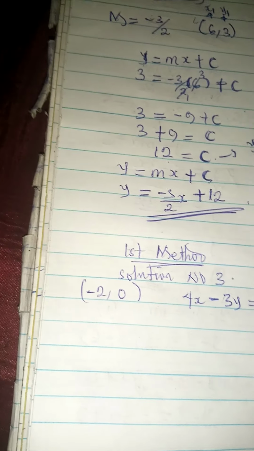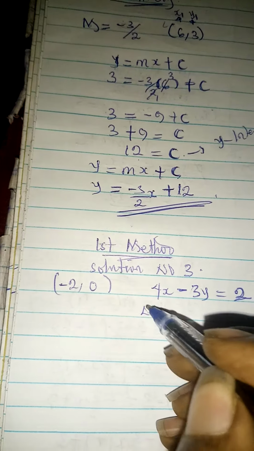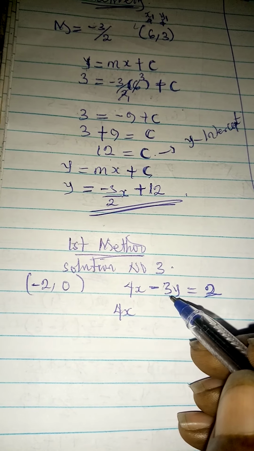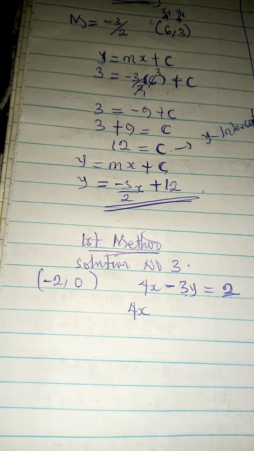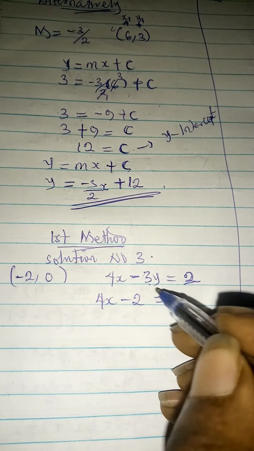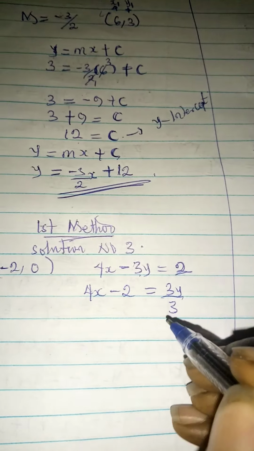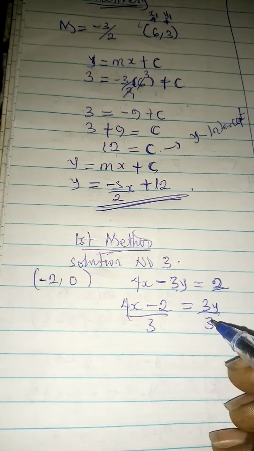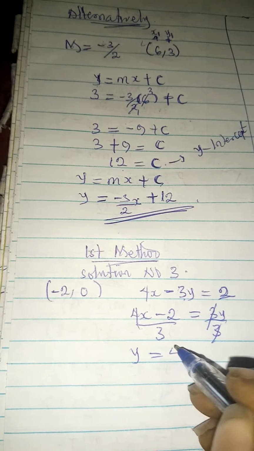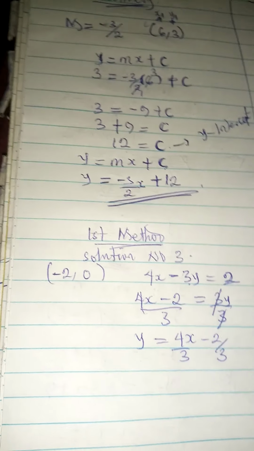So let me make y the subject of the formula so that I can quickly bring out my slope. So 4x, you can see this is a negative value, so I want to run away from the negative value, so let me take it to the other side so that it becomes plus. So 2 will come inside there, that is minus 2 equals, the minus 3y will go outside, becomes plus 3y. Then I divide both sides by 3. This will cancel this, so definitely we have y equals 4x over 3 minus 2 over 3.